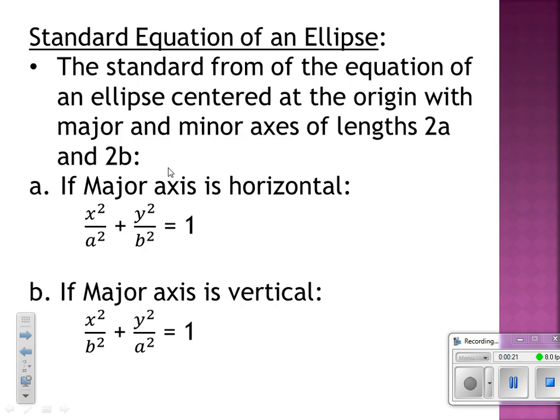So an ellipse, of course, is an oval-shaped figure. The standard form of the equation of an ellipse, that shouldn't say from, it should say form, centered at the origin with a major and minor axis of length 2a and 2b, is going to look like the following. If the major axis is horizontal, in other words, the ellipse is going to lay wider on its side than up and down, you're going to use x squared over a squared plus y squared over b squared is equal to 1. If your major axis is vertical, in other words, your ellipse is going to be tipped up like this, x squared over b squared plus y squared over a squared.